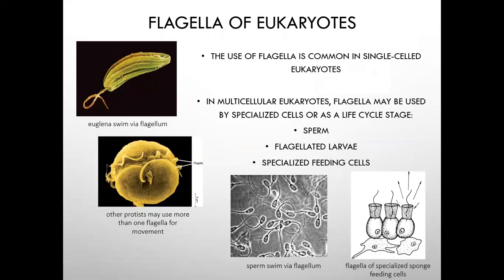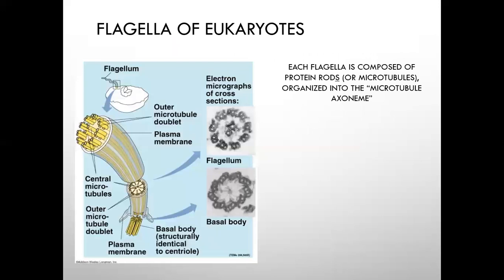Eukaryotes are going to possess flagella. It's very common in single-celled eukaryotes. In multicellular eukaryotes, it's going to be present in specialized cells or for at least part of the life cycle. So if you think of a human, we don't have a big flagellum stuck to us to move us around, but we do have flagellated sperm. Some things will have flagellated larvae, and sponges have specialized feeding cells which use flagella.